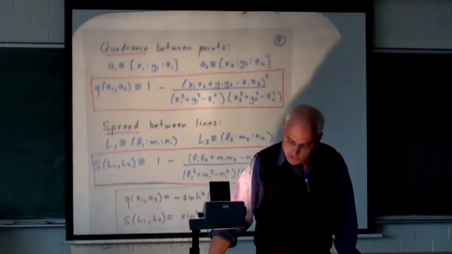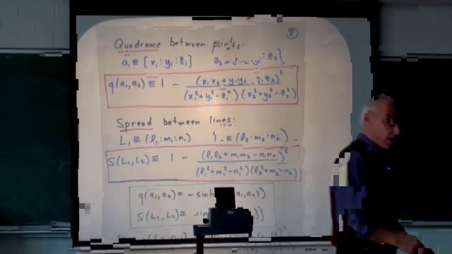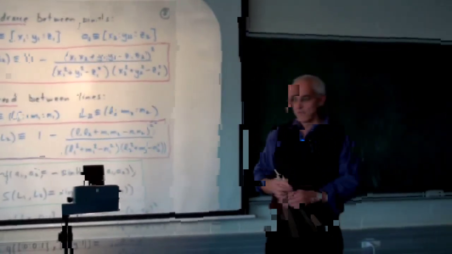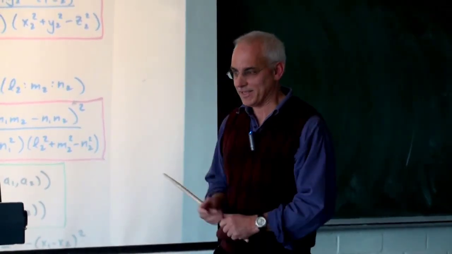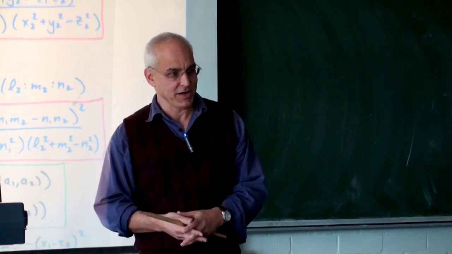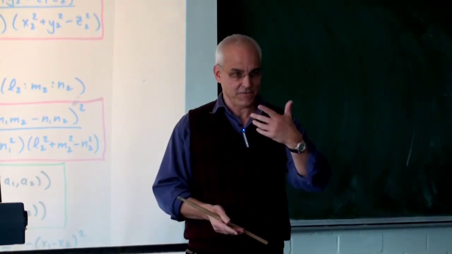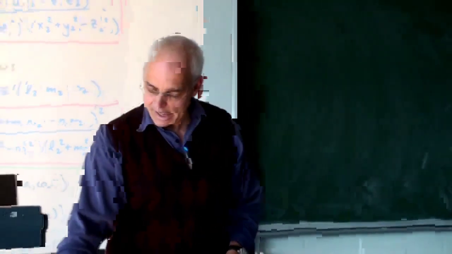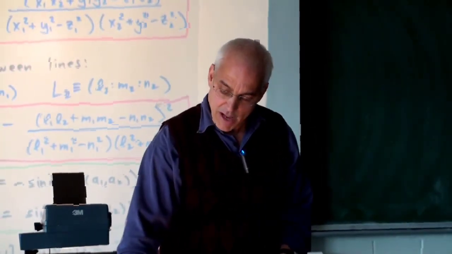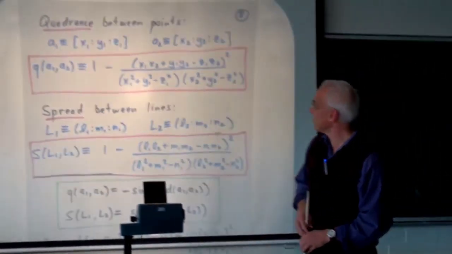And now we come to the crucial notion of quadrance and spread. So we are taking the ideas from rational trigonometry, which I remind you reformulates ordinary planar geometry. Instead of having distance and angle, we have quadrance and spread. And that makes the entire theory algebraic and allows us to generalize it considerably to other fields.